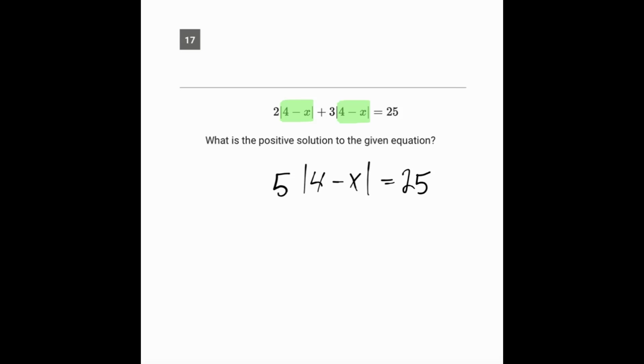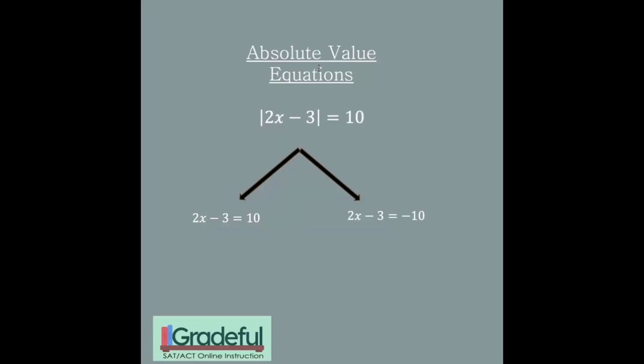Now, let's isolate that absolute value by saying, okay, well, the absolute value is currently being multiplied by 5. So let's divide it by 5. And now we have absolute value 4 minus x equals 5. Now, the reason we were isolating it to begin with is because if you have an absolute value equation, you have to have the instinct of taking away the absolute value and leaving it alone on the one hand, or taking away the absolute value and multiplying by -1. So here, if we had an absolute value of 2x minus 3 equals 10, you'd get 2x minus 3 is 10, 2x minus 3 is -10, the plus and the minus.